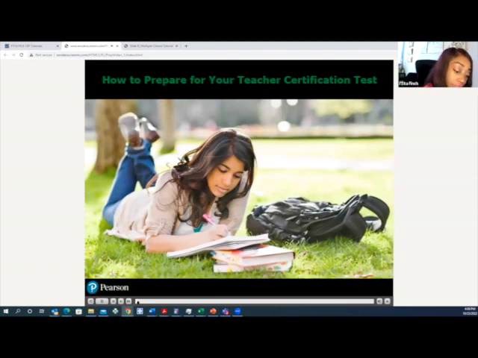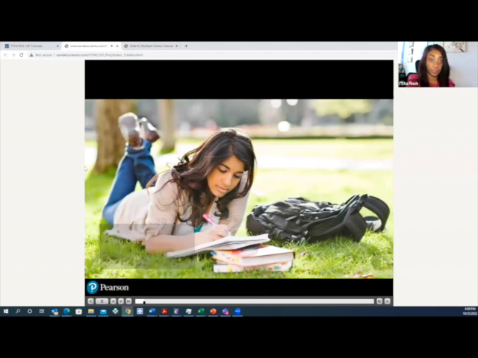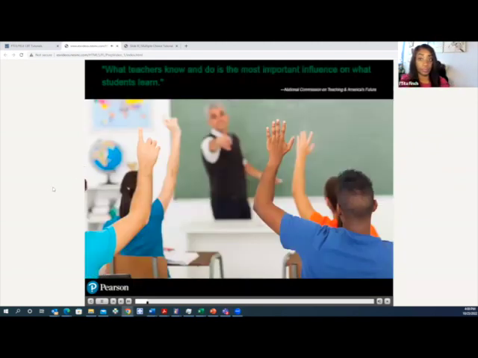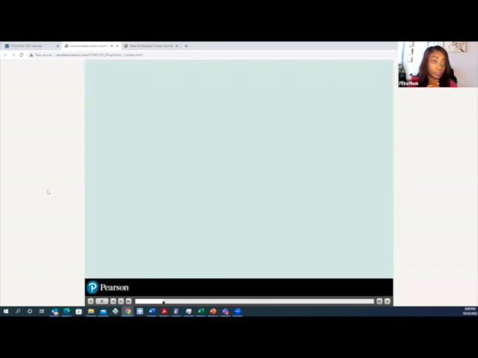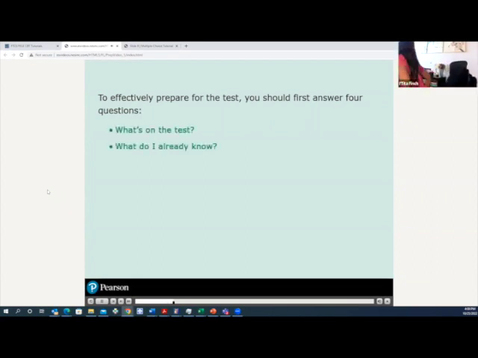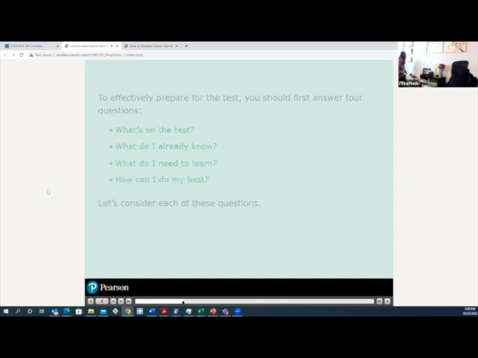How to prepare for your teacher certification test. Part 1. What's on the test? What teachers know and do is the most important influence on what students learn. Taking and passing the tests required for your educator certificate is an important step on the path to becoming a teacher or administrator. To effectively prepare for the test, you should first answer 4 questions. What's on the test? What do I already know? What do I need to learn? How can I do my best? Let's consider each of these questions.